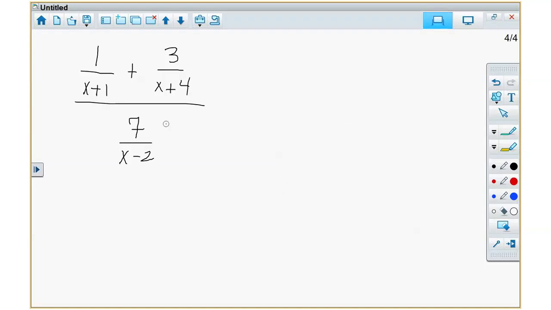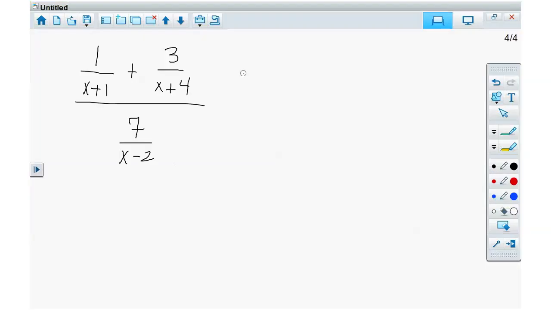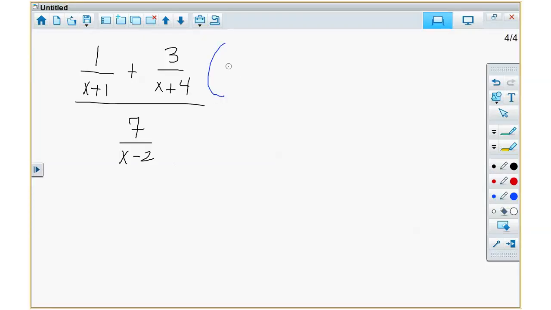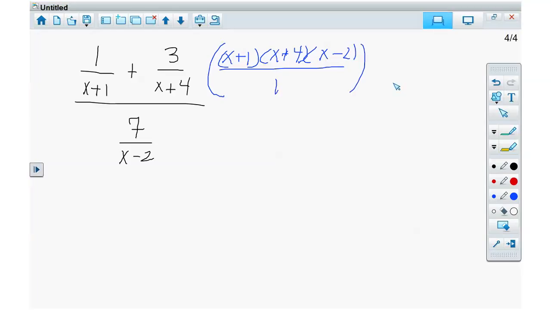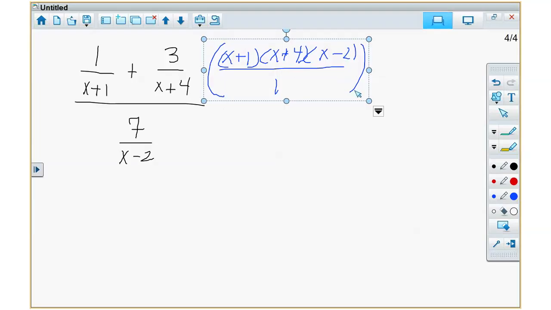Okay, so do the denominators have anything in common? No, so therefore you just mash them together. X plus 1 times x plus 4 times x minus 2 over 1.